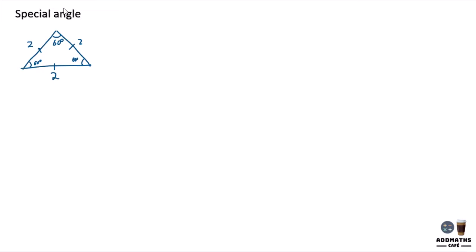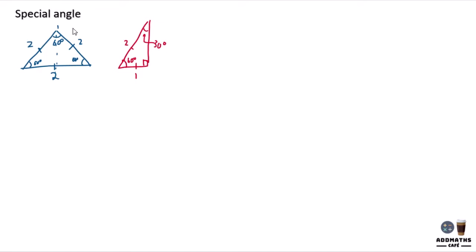So let's say I cut this into half, and in this case this will give me a half triangle with 2 here and 1 on the below. This will still give me 60 degree, this is 90 degree, and this will give me a 30 degree.